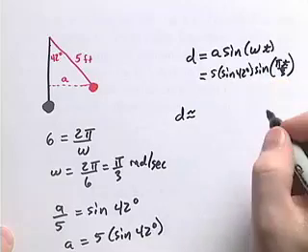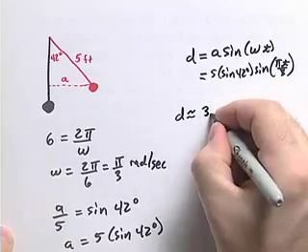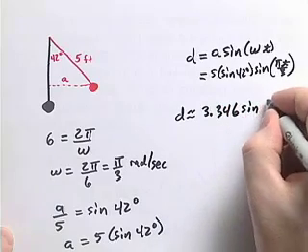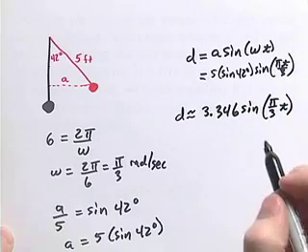If we approximate the sine of 42 degrees, it gives us our equation that d is roughly 3.346 times the sine of pi over 3 times t, where t is in seconds.